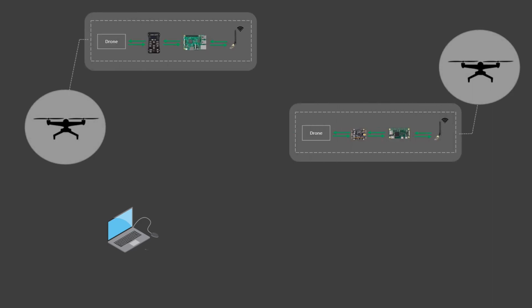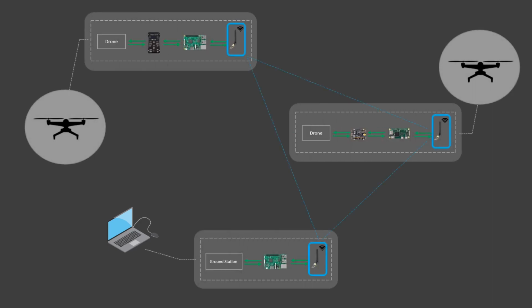Every member of the Swarm system has an RF module for communication and a Raspberry Pi Zero or 3B Plus as a controller. The drones can also have any kind of autopilot and avionics.